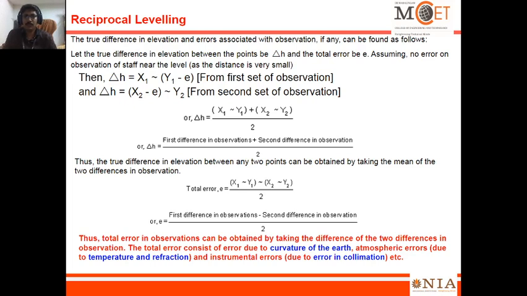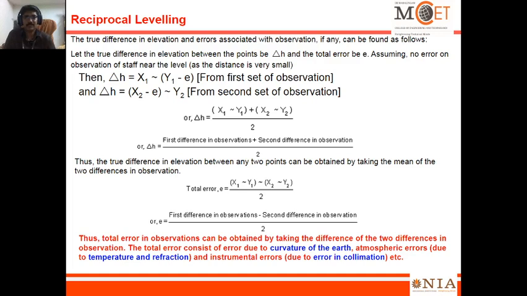The true difference in elevation and errors associated with observation, if any, can be found out as follows. This is the procedure. Listen students, try to understand, as this has to be used in problem solving. Let the true difference in elevation between the points be del h and the total error be e, assuming no error on observation of the staff nearer to the level.